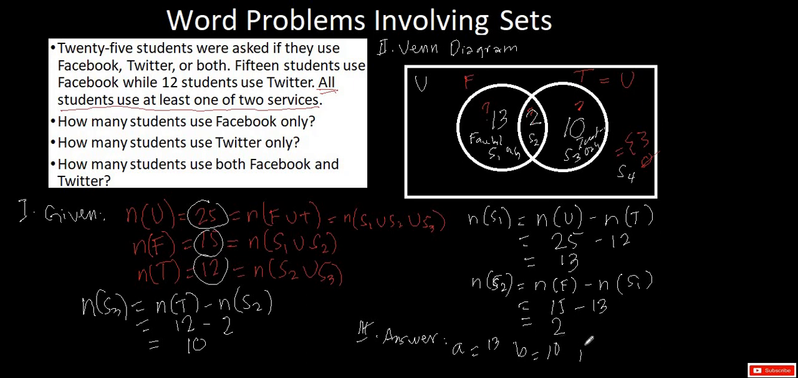Okay. Next question, letter C, or the third question. How many students use both Facebook and Twitter? Okay, so what region in the Venn diagram represents both Facebook and Twitter? So this is the intersection of set F and set T, or the S sub 2 region. So the cardinality of S sub 2 is 2, so the answer therefore to question number 3 is 2. And that's it.